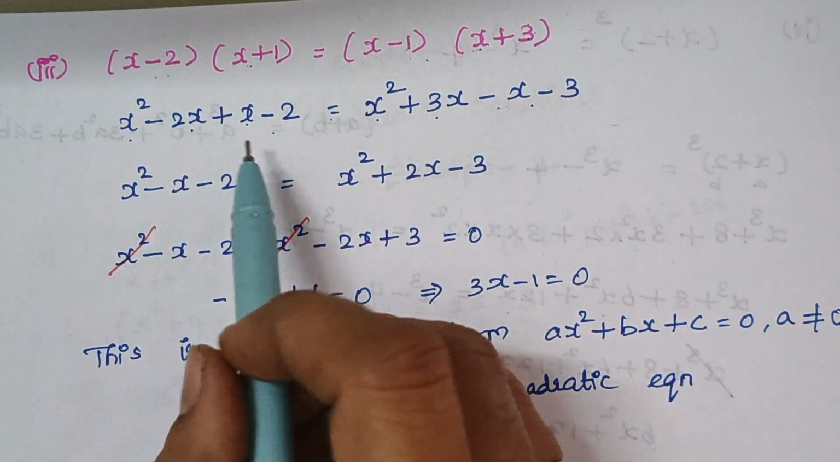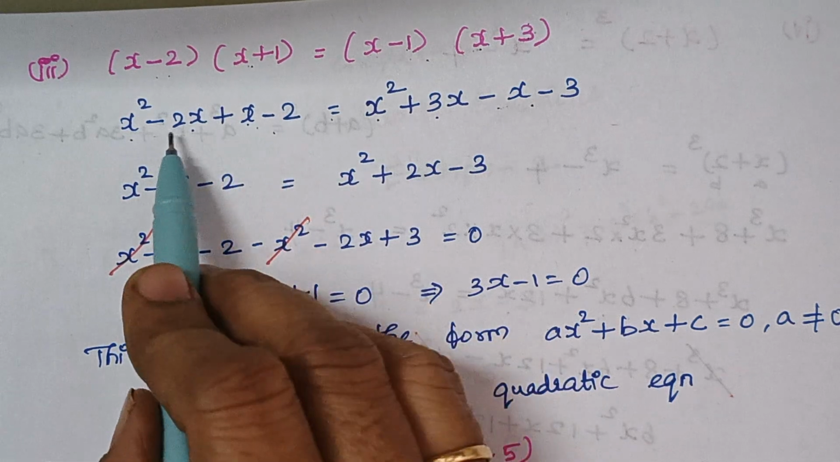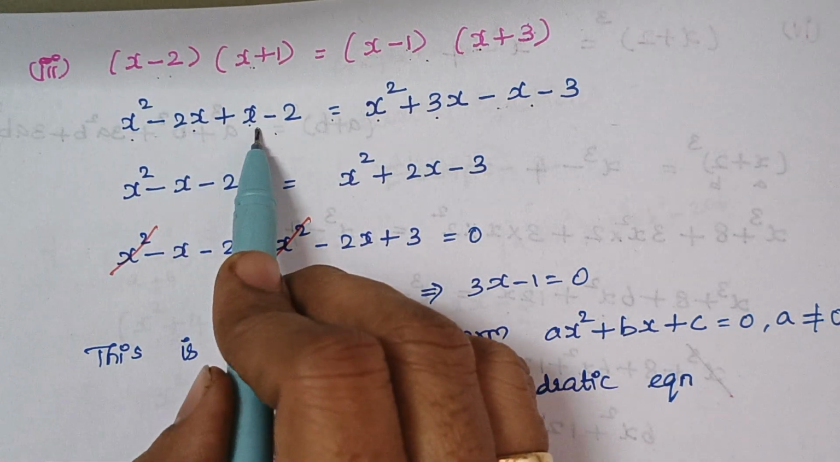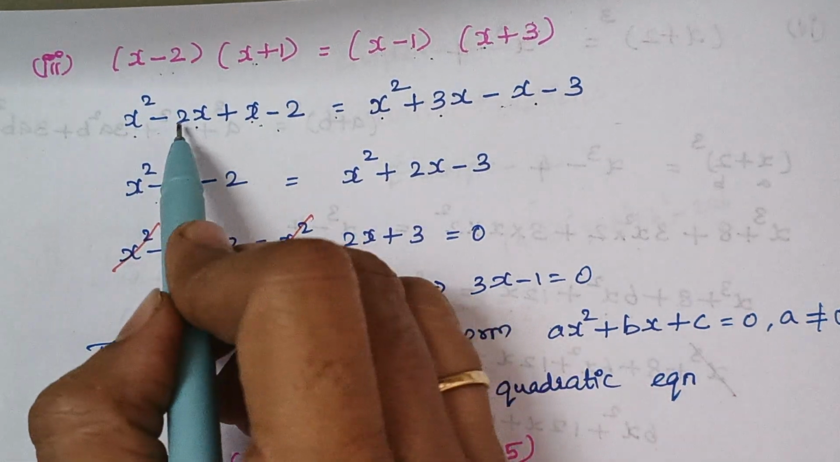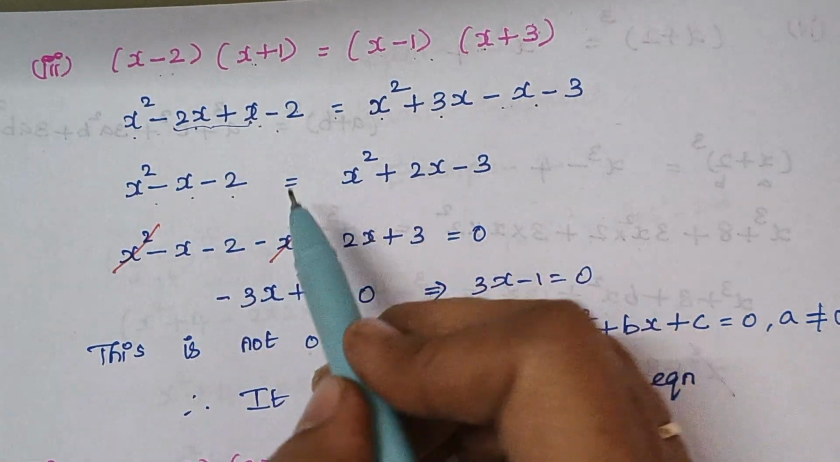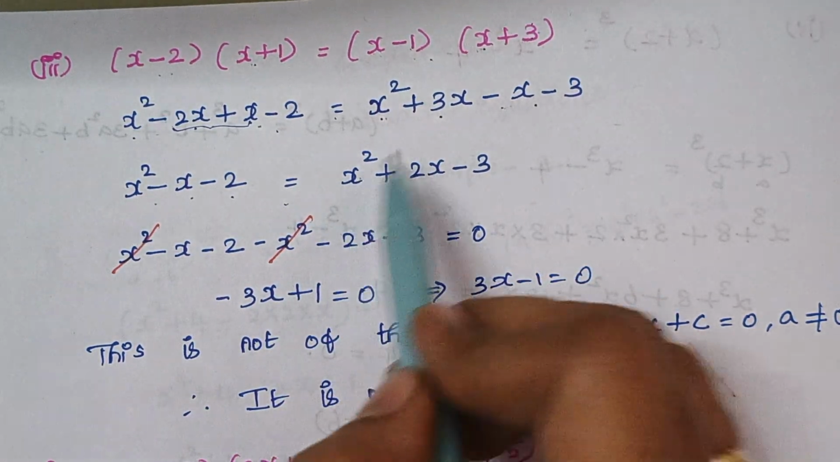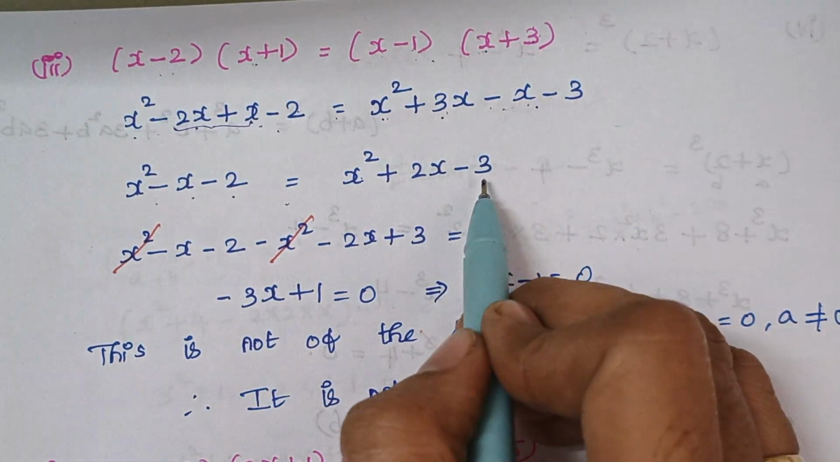Now we are going to simplify. So here I have minus 2x plus x. So minus 2x plus x gives you minus x. So x square, I am simplifying these two terms. So the answer is minus x, and here it is minus 2. So which is equal to x square, 3x minus x gives you 2x minus 3.